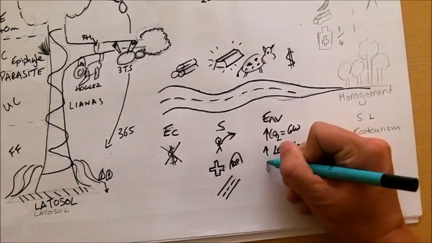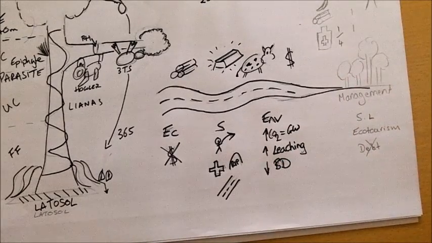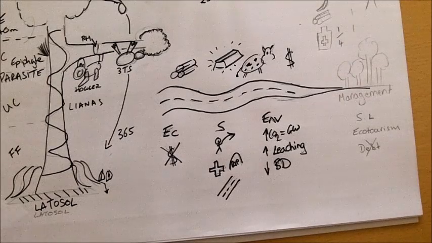We're also seeing, obviously, massive loss of biodiversity. The more rainforest you cut down, the more habitats you're destroying, and therefore the less biodiversity there is likely to be.